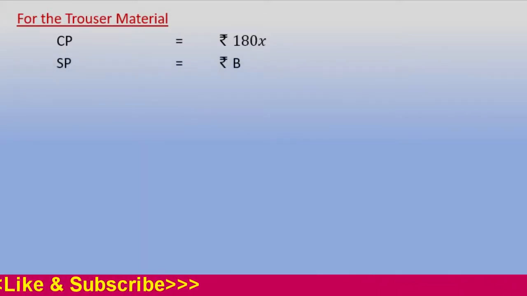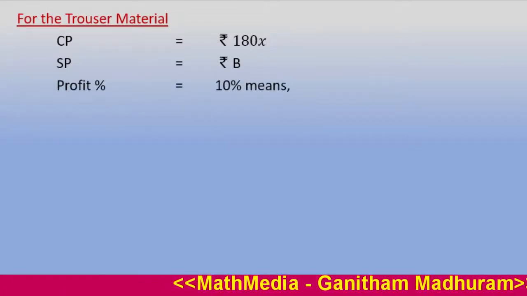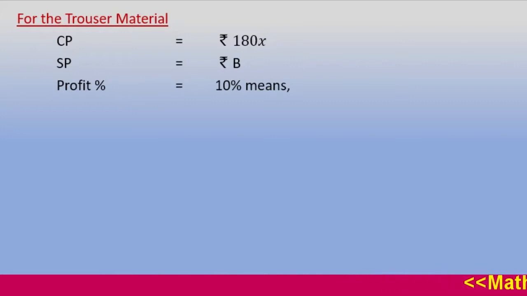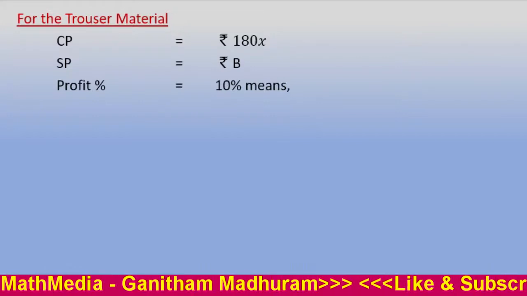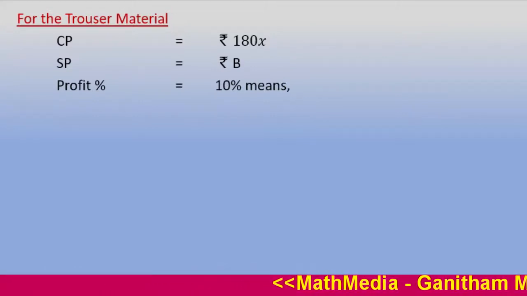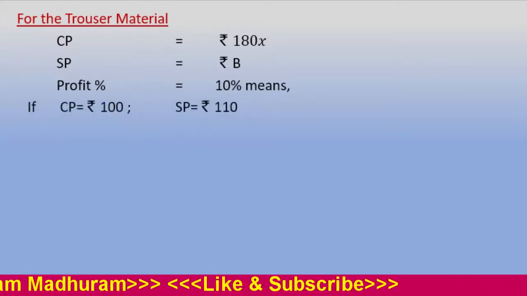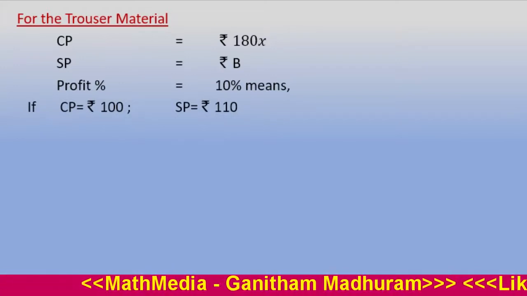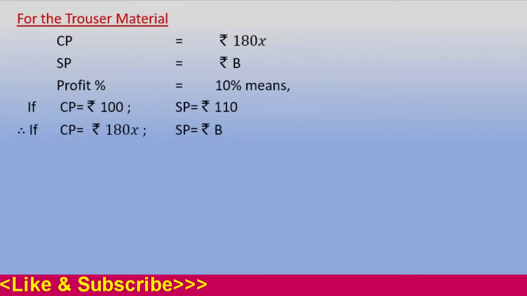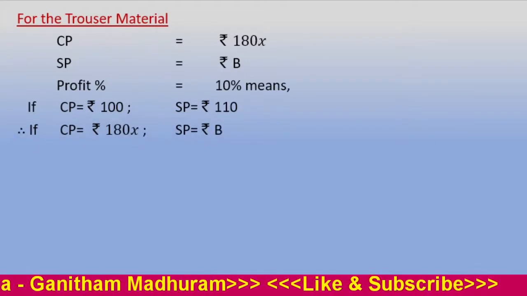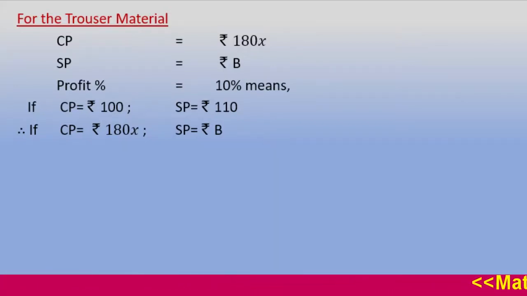SP we have to find out, so we put the variable B. Profit percentage equal to 10 percent. Now how can we start? If CP equal to rupees 100, SP equal to 100 plus 10, because profit is given, so you add it to the 100. SP equal to rupees 110. Now write down from our question, if CP equal to rupees 180x, SP equal to rupees B. Now we have to solve B. How to solve B? By cross multiplication.